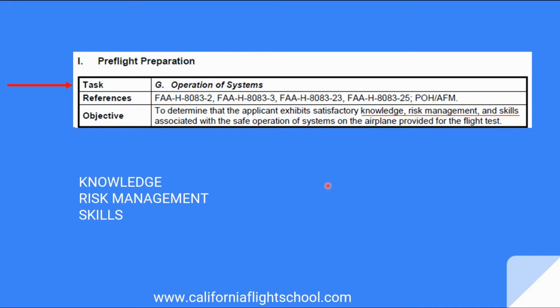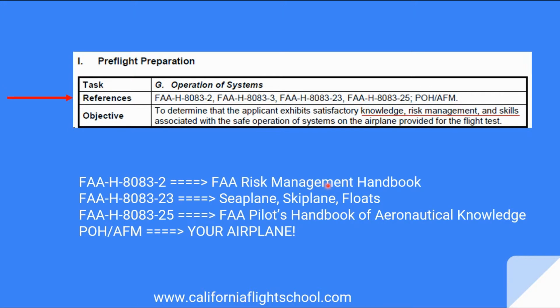Operations of systems: knowledge, risk management, and skills are the subdivisions there, and that's really the way it is in each of the tasks. So this is nothing new. Once you get familiar with it and know how to study for it and how to write little paragraphs and little chapters for yourself, for your study, this will be repeated over and over and over again.